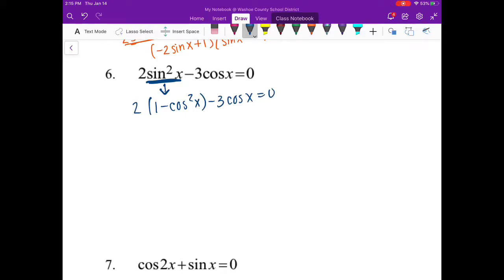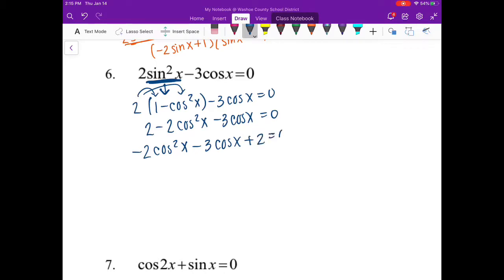Then I'm going to go ahead and distribute the 2 from the outside into my parentheses. 2 minus 2 cosine squared x minus 3 cosine x. And then I'm going to rearrange it so that it's a more clear quadratic. I have my squared term, then minus 3 cosine x, that's a positive 2, and factor. So 2 numbers that multiply to -4 but add up to a positive 3. So we're going to split up this middle term. Hopefully you're doing this. That's -4 cosine of x and positive 1 cosine of x is how that middle term splits. And I'm going to bring down everything else.